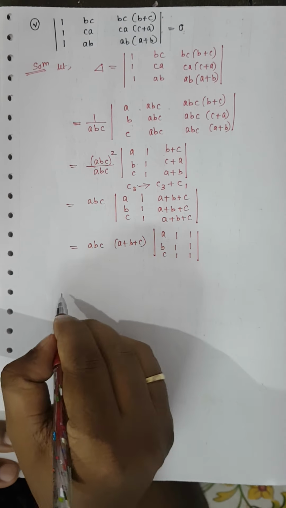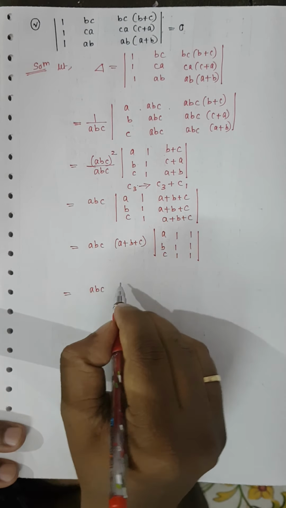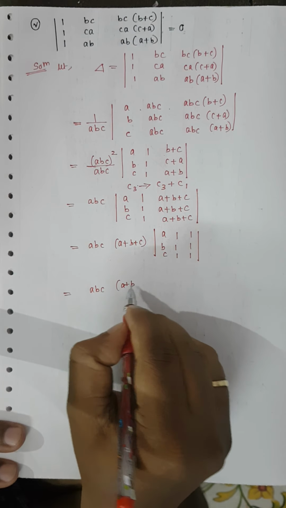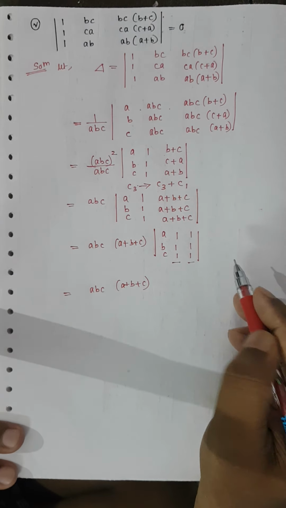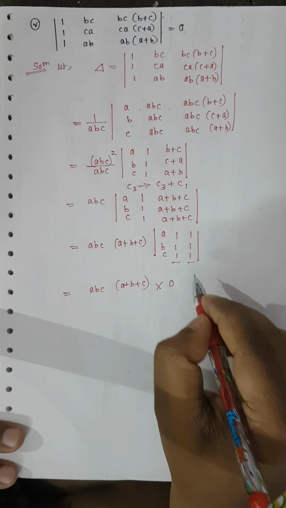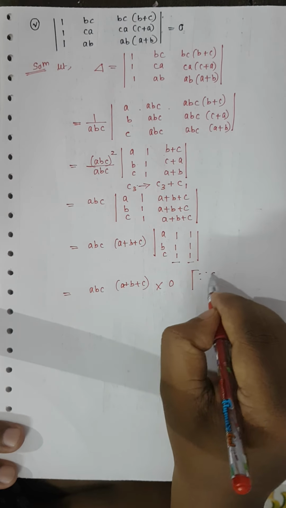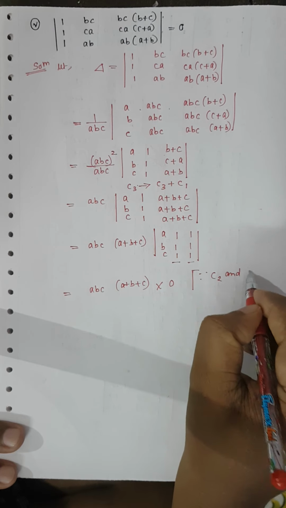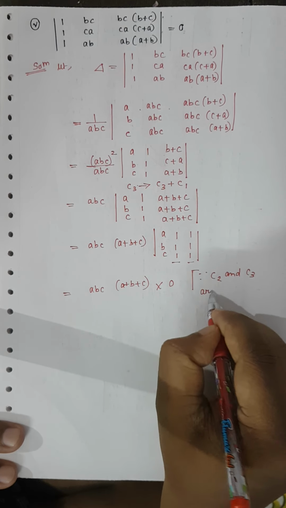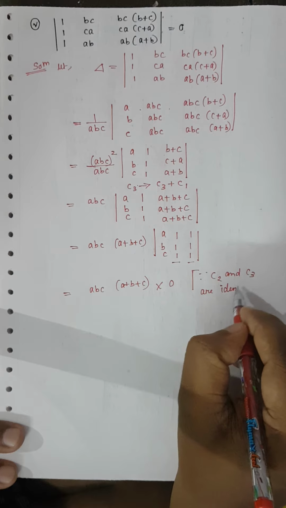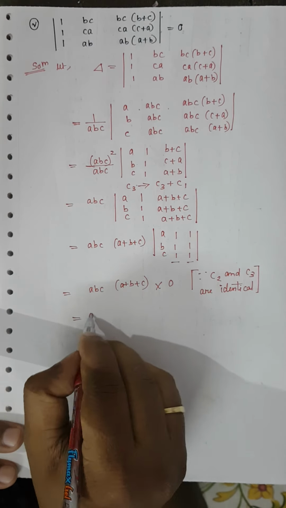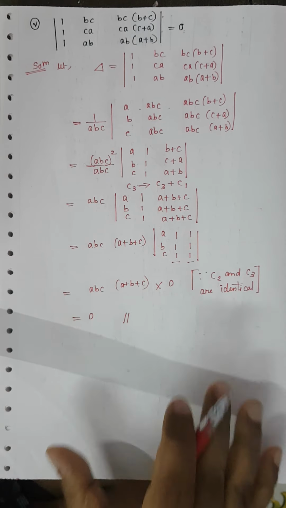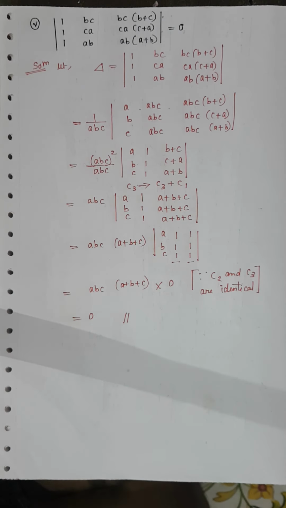So the value of the determinant will be equal to 0, as column 2 and column 3 are identical. So multiply into 0, since column 2 and column 3 are identical, hence it is equal to 0. So the determinant del is equal to 0.